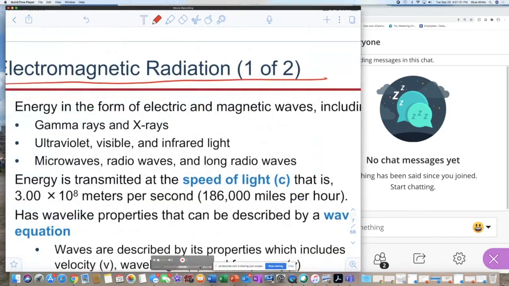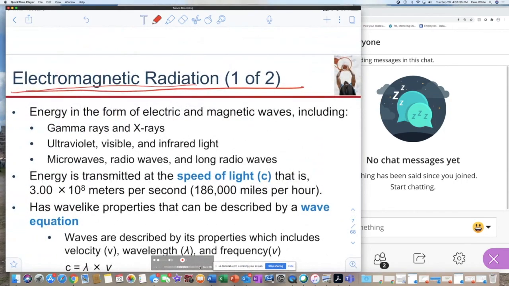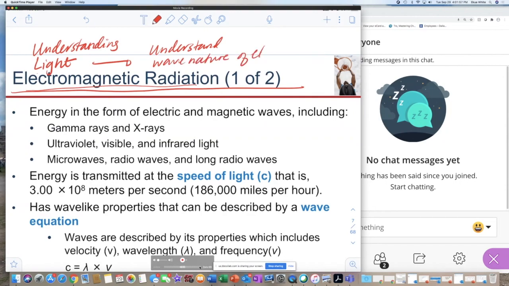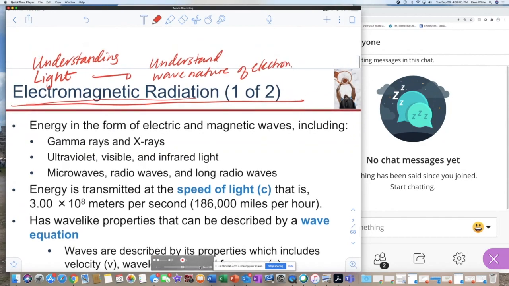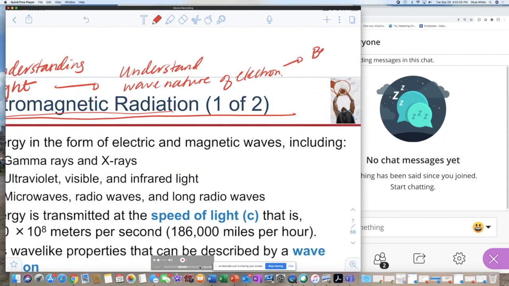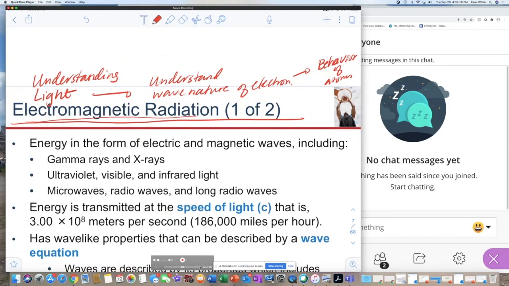So now we are learning about electromagnetic radiation because this topic focuses on light. We're learning about light. Understanding light helps us to understand the wave nature of electrons. And why is it important for us to understand? Because scientists noticed that ultimately the wave nature determined the behavior of atoms. So once again, we understand light because understanding light helps us understand the wave nature of electrons, behavior, and then ultimately behavior of atoms. Okay, so moving on. Now I'm finally going to make progress here.